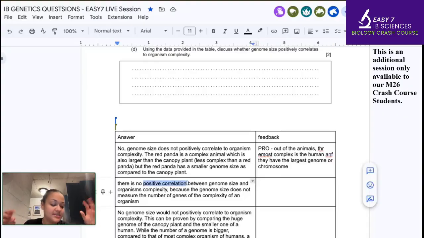That's fine. My bad, guys. Ignore what I'm saying. There is no positive correlation between genome size and organism complexity. Perfect. Thank you, guys. Clock me on that. Ate it up. Because the genome size does not measure the number of genes or the complexity of the organism.